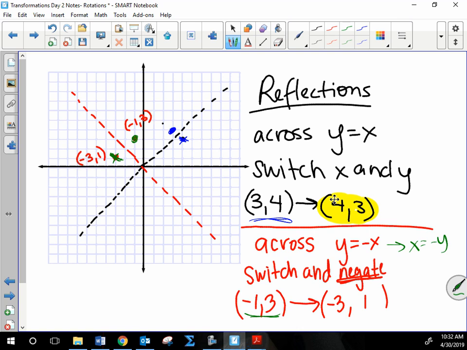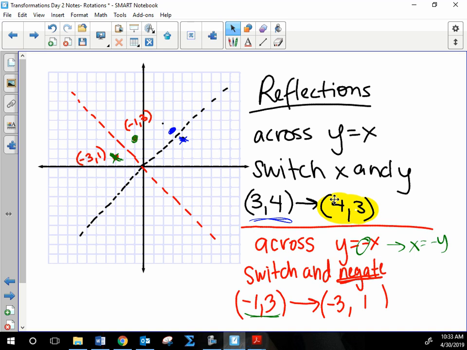If you draw it out and just reflect across that way, or think of your rule, we switch it and negate it. The reason why this gets negated is because of that negative sign. Questions with that? So they could do this with any type of line. What you would want to do is just, again, count that distance away from your line and reflect that on the other side.